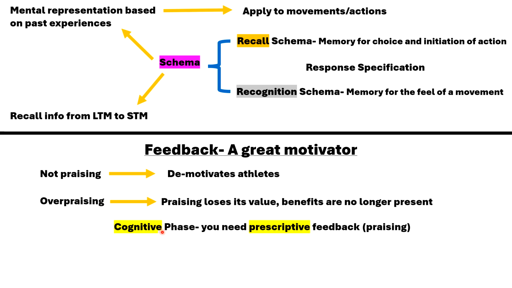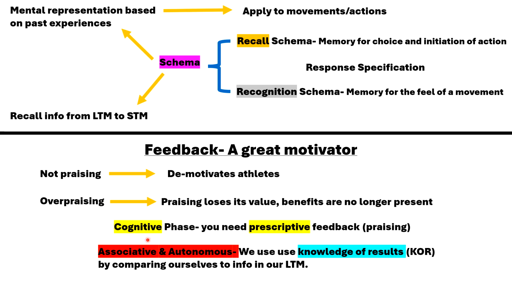Now, this links to the cognitive phase or stage of learning, where the coach is going to need to give prescriptive feedback to his athlete in order to instruct them. Because we know that in this stage, the athlete is in an awkward position and doesn't really know what to do. Now, in the other two stages, we're going to use repeated knowledge of results, or KR, by comparing ourselves to the information in our long-term memory. So remember that we recall information from the long-term memory to the short-term memory.